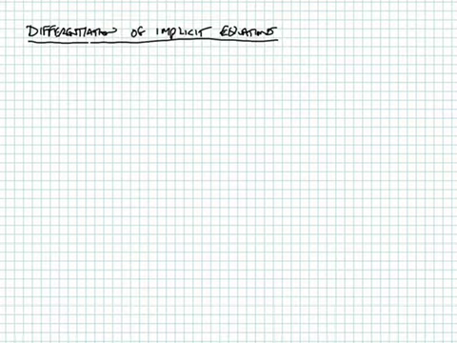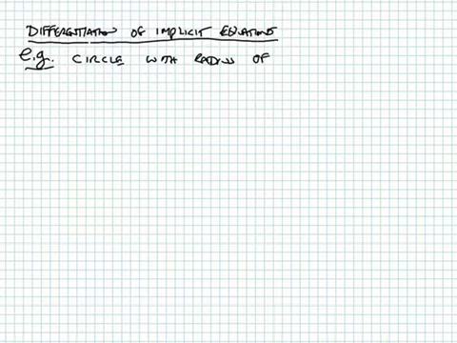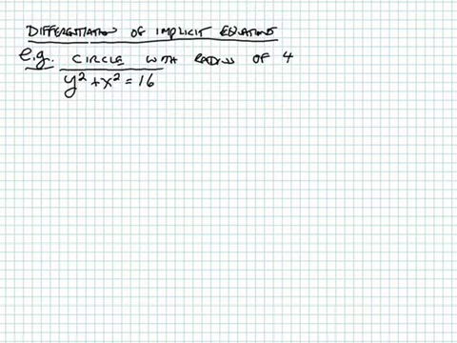So, differentiation of implicit equations. I'm going to start off with something simple to help you understand what's going on here. Let's do a circle with a radius of 4. The equation for a circle with a radius of 4 is y squared plus x squared is equal to r squared. So that's 4 squared, which is 16. And this is the equation that we're going to be dealing with.